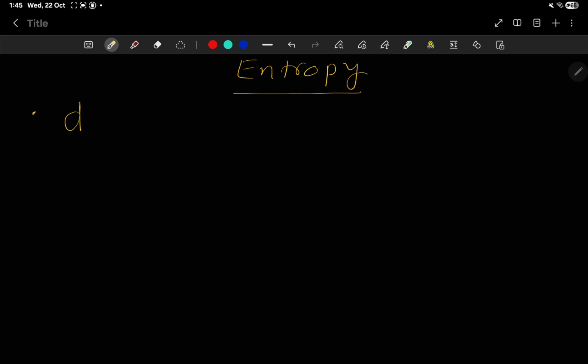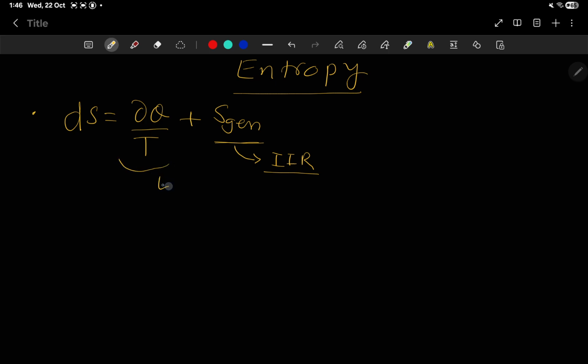So, here we have one standard equation: dS equals to delta Q upon T plus S generation. So what do we understand by this S generation? This is because of internal irreversibilities present in the system. This is because of external irreversibilities present in the system.